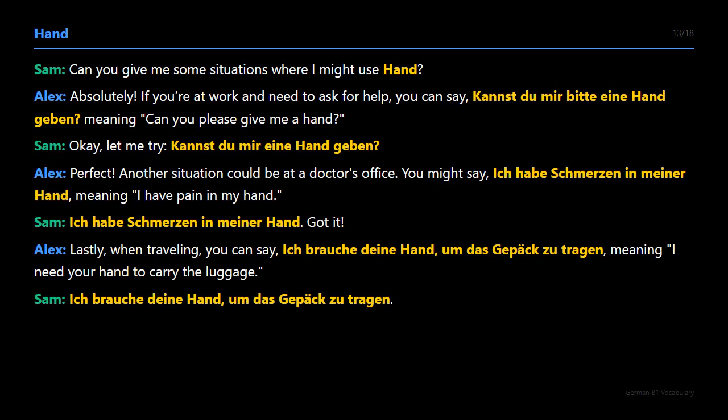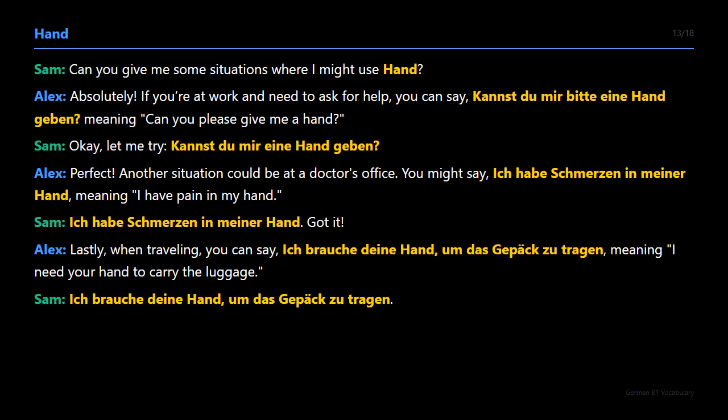Okay, let me try. Kannst du mir eine Hand geben? Perfect. Another situation could be at a doctor's office. You might say, Ich habe Schmerzen in meiner Hand, meaning I have pain in my hand.